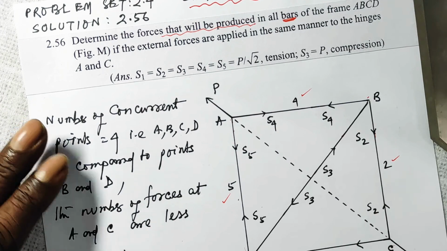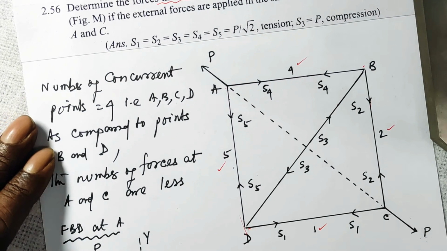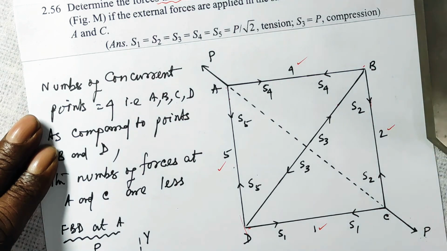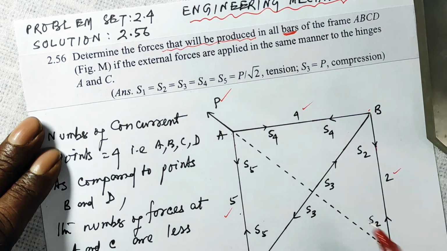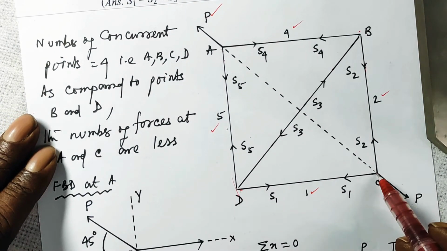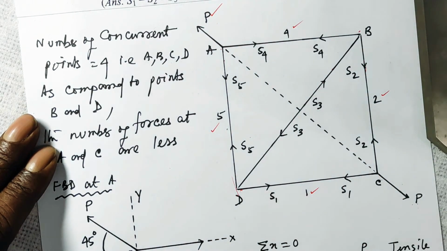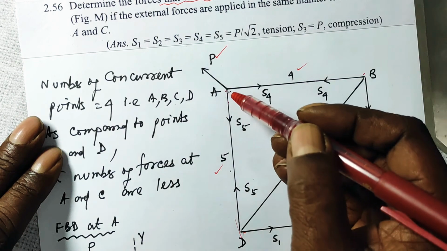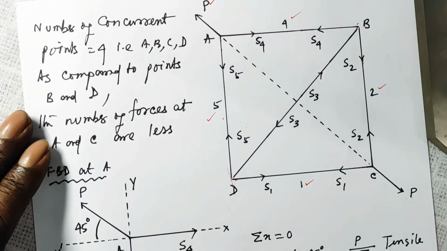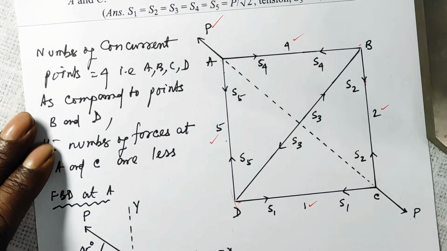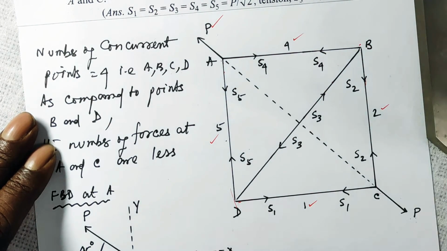Of the frame ABCD in this figure, the external forces are applied in the same manner at A and C. Now, what are the external forces here? Here, the external force is P, and at the opposite point C there is also an external force P. They are of equal magnitude and they are applied in the same manner. Means the way this is applied, this is also applied. And ABCDA is a square frame.